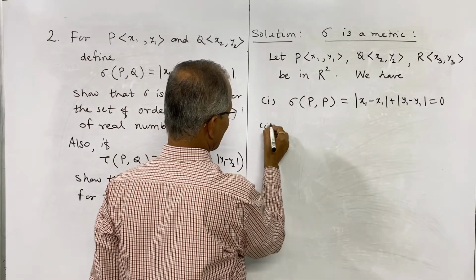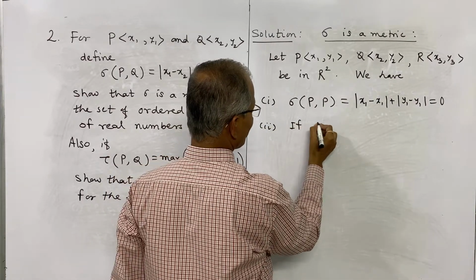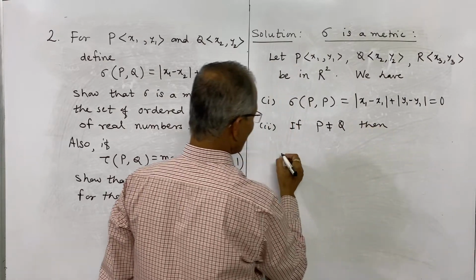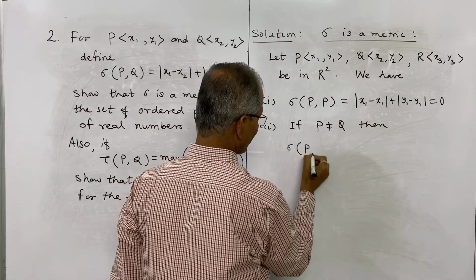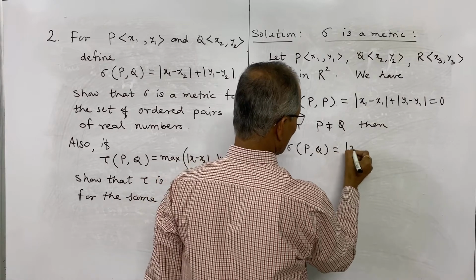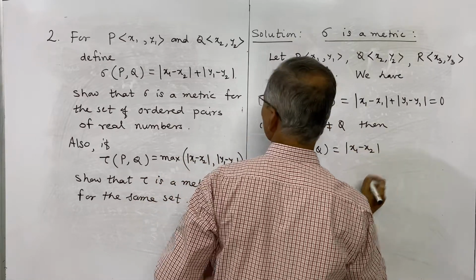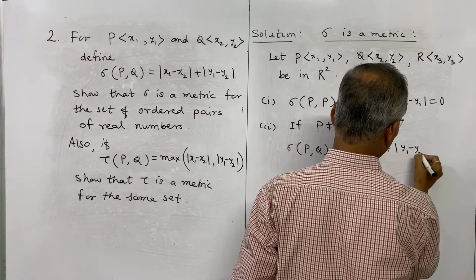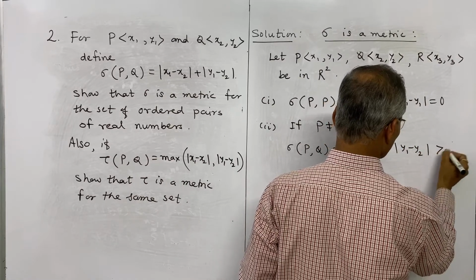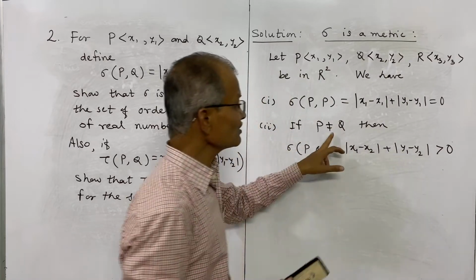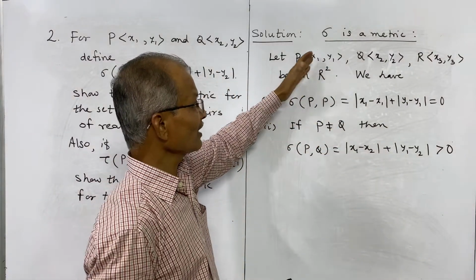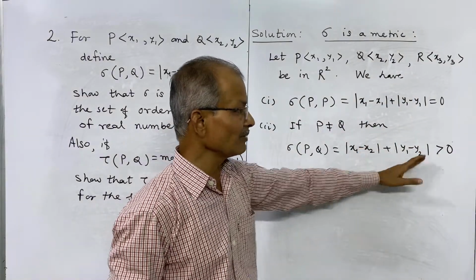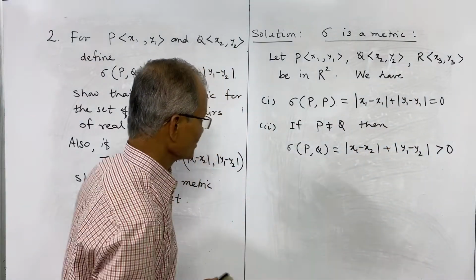Second, if P is not equal to Q, then sigma of P and Q is absolute difference between x1 and x2 plus absolute difference between y1 and y2, and this is obviously greater than 0, because P is not equal to Q means either x1 is not equal to x2 or y1 is not equal to y2. That means one of them is not 0, means greater than 0.